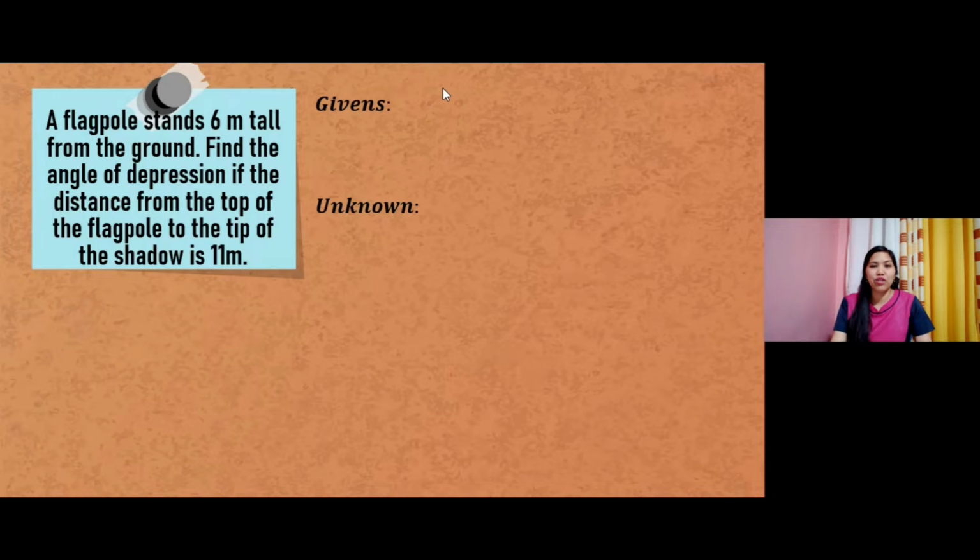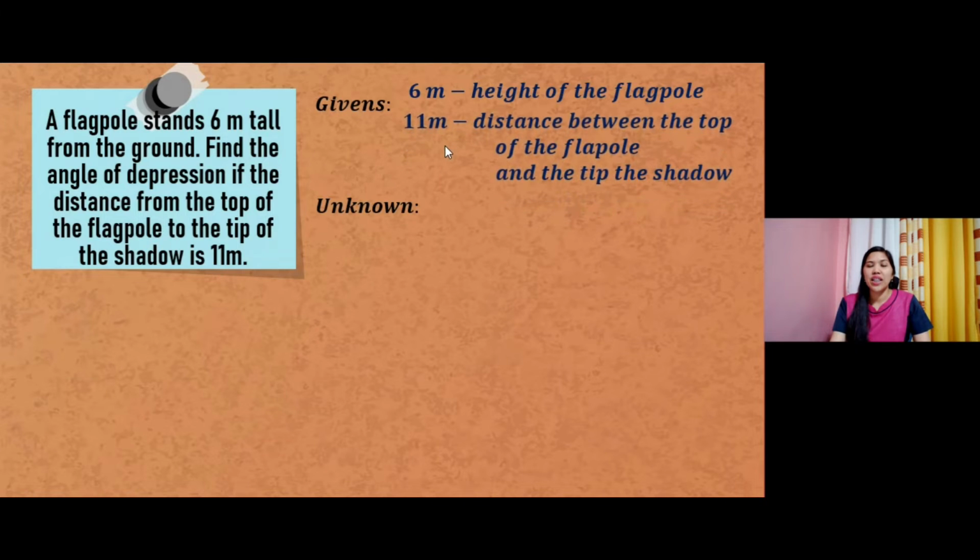So here, let's identify first the given condition or conditions. You have a flagpole, and accordingly, that is 6 meters tall. And we have the distance between the top of the flagpole and the tip of the shadow. That is given by 11 meters. Now, what are we looking for? Try to consider our problem. Find the angle of depression. So we're looking for the angle of depression.